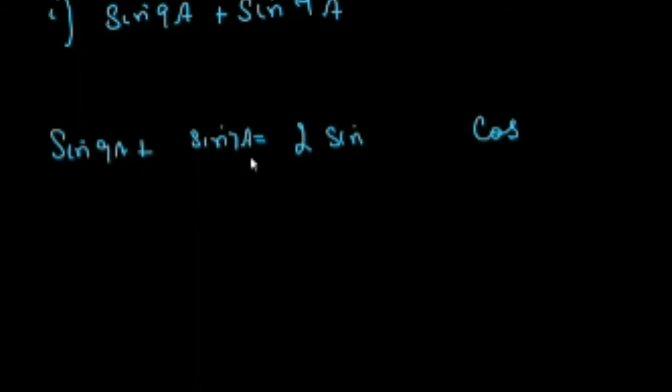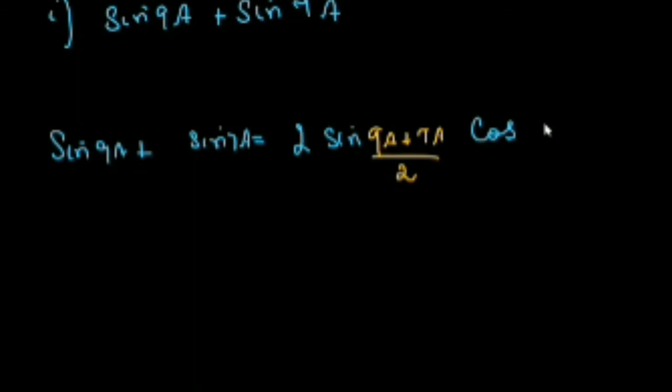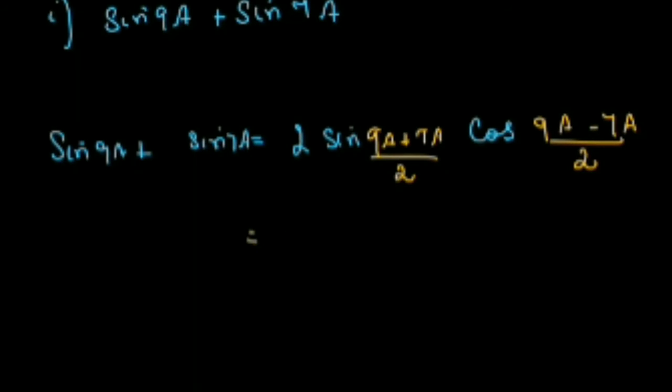So add these two first. So (9a plus 7a) by 2. Okay, here subtract and then divide. So that is equal to 2 sine 16a by 2, that is equal to 8a, cos (9a minus 7a), 2a by 2, so it will give you a.